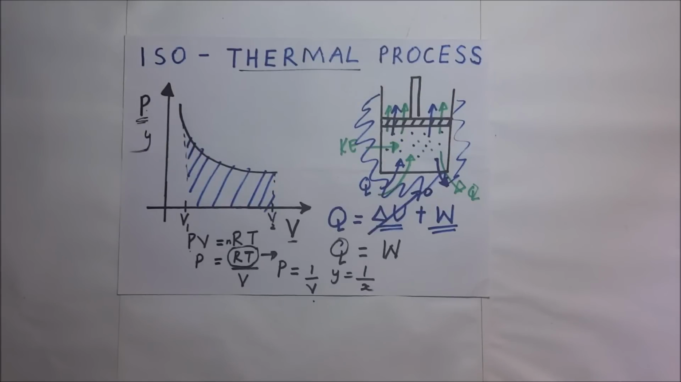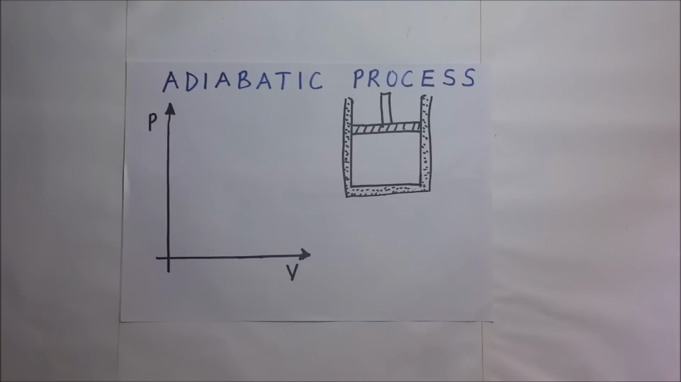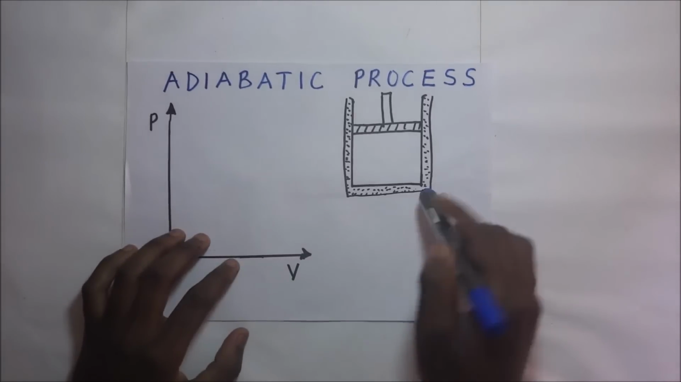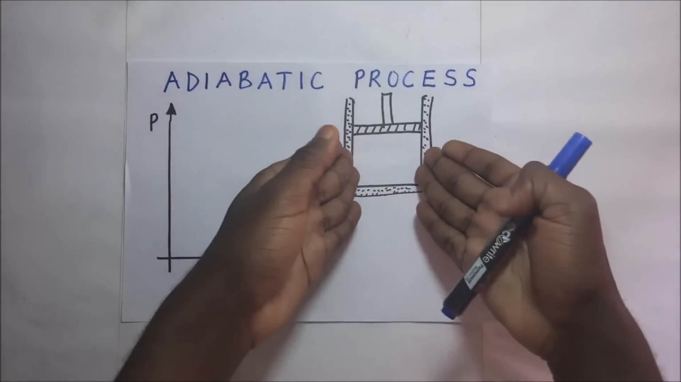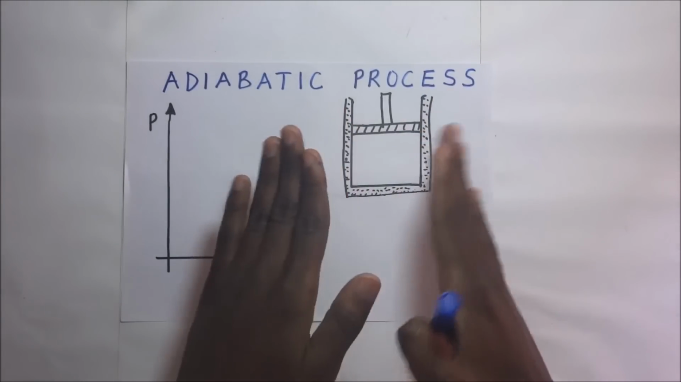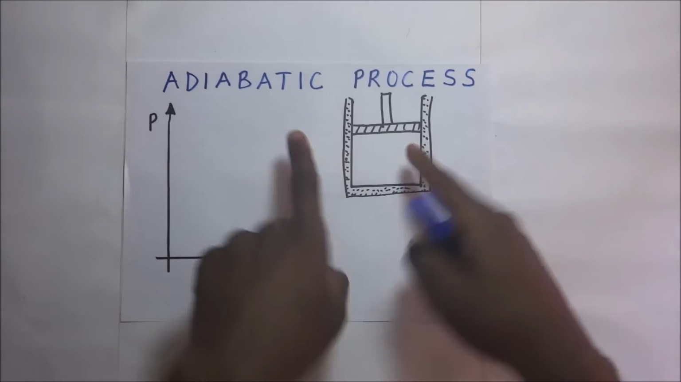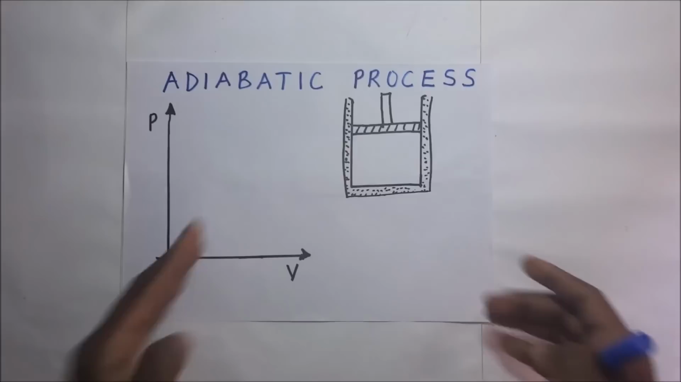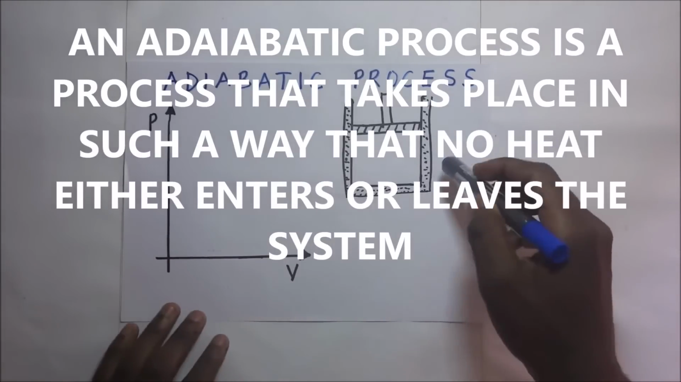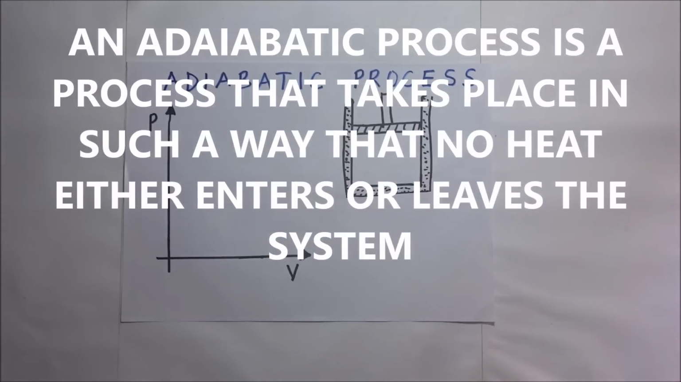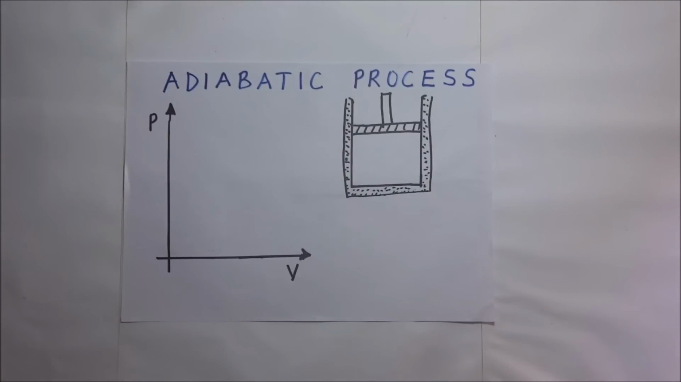Now, that's enough regarding the isothermal process. Now, let's look at an adiabatic process. An adiabatic process is a process that takes place in such a way that no heat either enters or leaves the system. This is more like an isolated system. Nothing comes from outside. No heat comes in, no heat goes out. That's an adiabatic process. It is simply a process that takes place in such a way that no heat enters or leaves the system. Now let's look at the first law of thermodynamics.